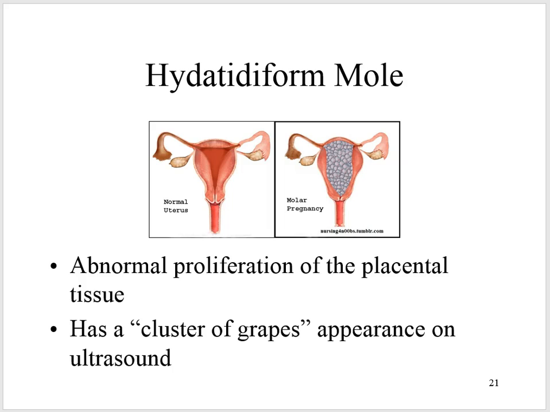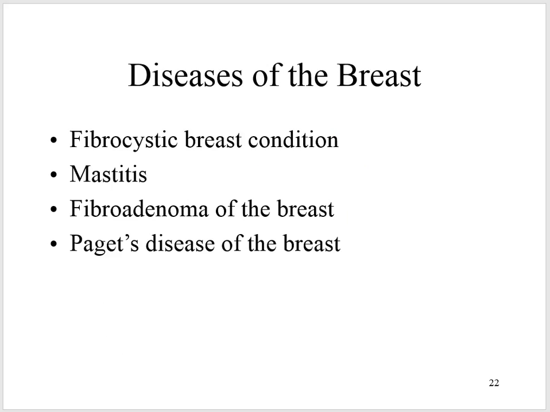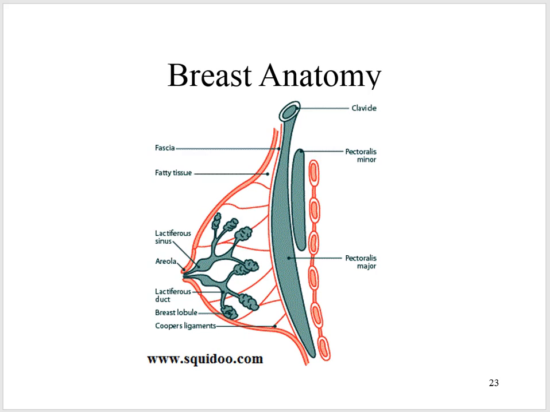Hydatidiform mole. This is an abnormal proliferation of the placental tissue. It has a cluster of grapes appearance on the ultrasound. Okay. And then we're going to talk about diseases of the breast. So this is breast anatomy. They're also called mammary glands.